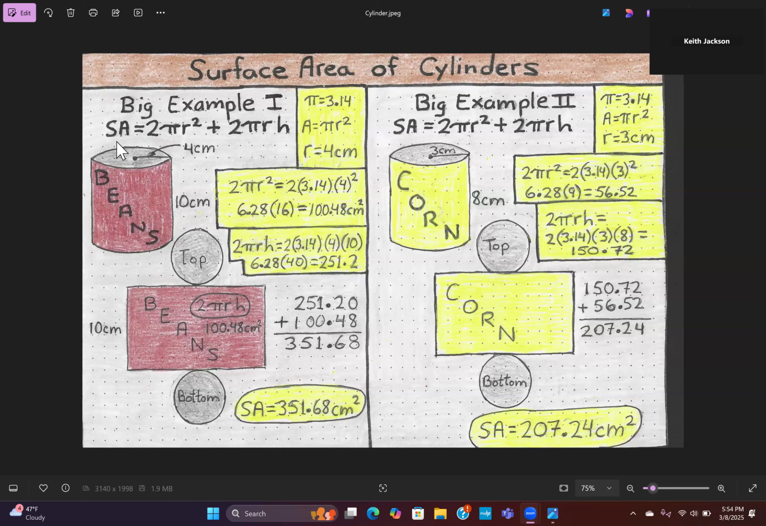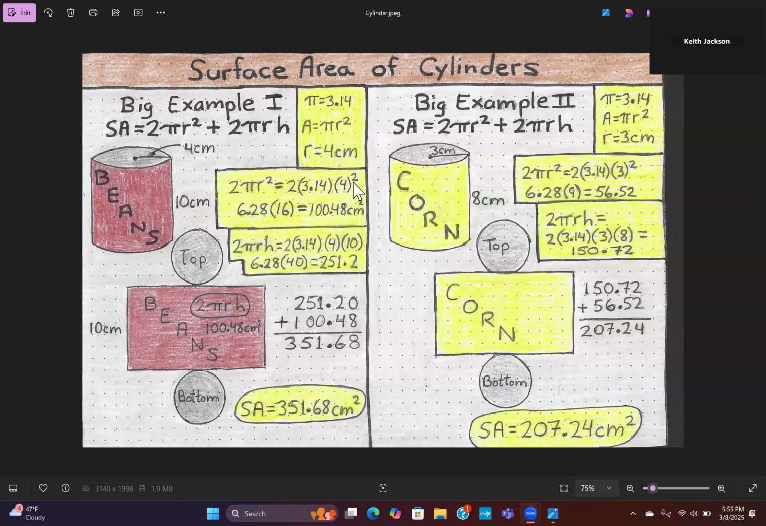Let's start with the first part of the surface area, 2 pi r squared, which would be the area of the top and bottom of the cylinder. The top circle and the bottom circle, as you see right here. So 2 pi r squared is equal to 2 times 3.14. How do we know it's 3.14? Because pi is equal to about 3.14 roughly. Then times 4 squared, because 4 is the radius, and to get the area of the circle, we have to square that.